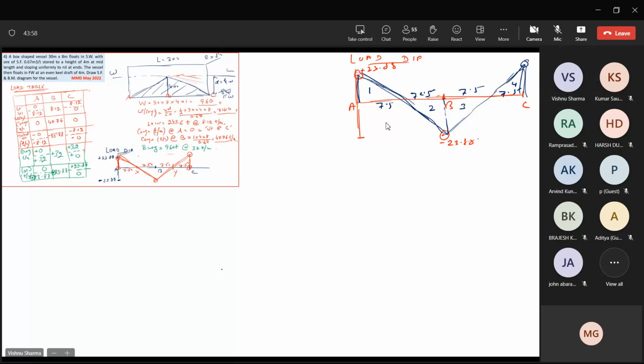What I put? Light is on, is it? Okay, it's come. Okay.